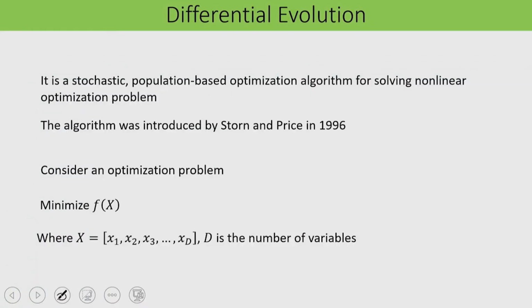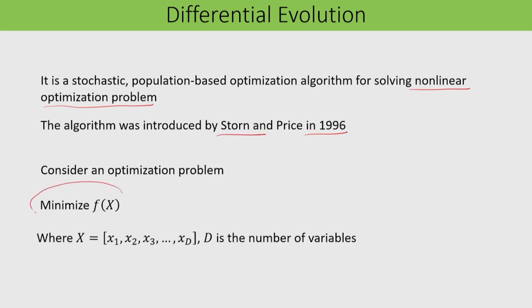Welcome back, students. Today we will discuss another algorithm, that is differential evolution. Differential evolution is a stochastic population based optimization algorithm for solving nonlinear optimization problems, just like genetic algorithm or particle swarm optimization method. So, differential evolution is also a population based algorithm. We generally use it for solving a nonlinear optimization problem. This algorithm was introduced by Storn and Price in 1996.